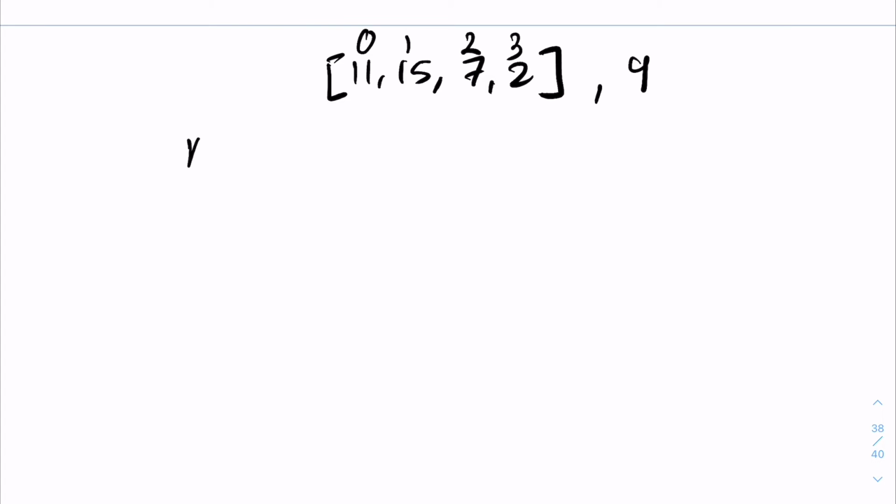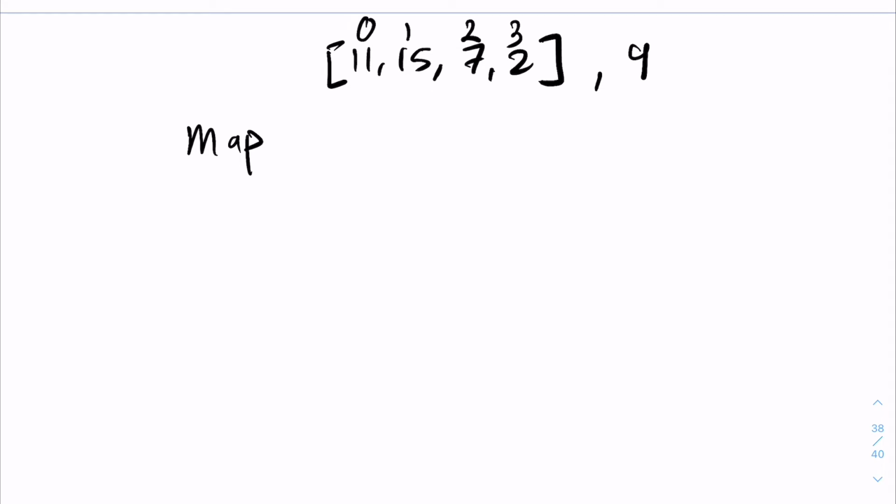So let's go back to the array. 9. So what is the map we want here? So we want a map from value to index. So remember the indexes of an array, 0, 1, 2, and 3 in this case. We want to map 11 to its index 0, 15 to its index 1, 7 to 2, and 2 to 3.